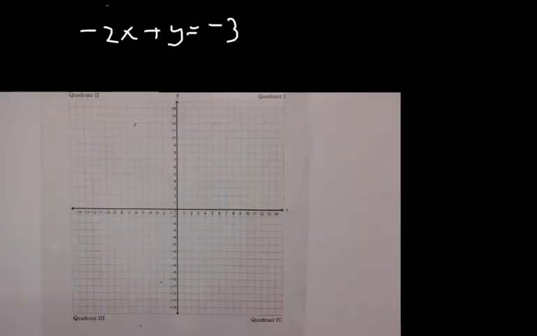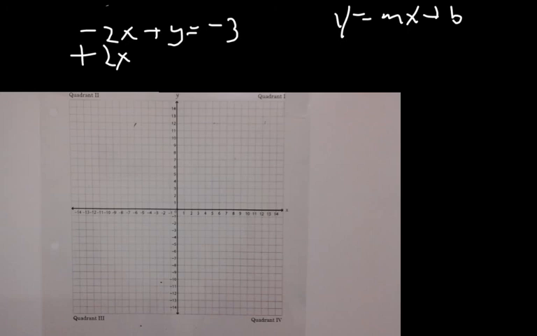Negative 2x plus y equals negative 3. Again, not slope-intercept form, so we have to get it in the form y equals mx plus b. And here's how we're going to do it: add 2x to both sides. So this would be a 0 pair, and y would equal 2x minus 3.